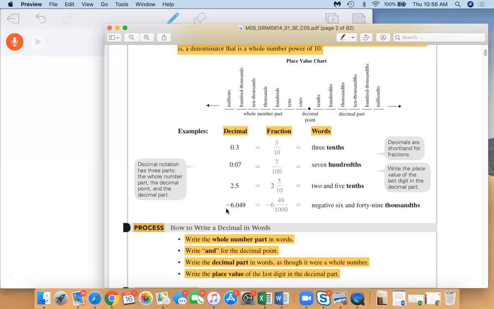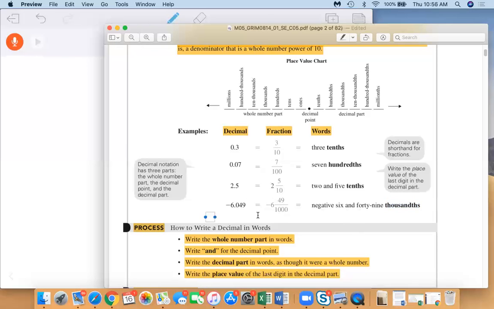Here we have negative 6.049. Notice that here we go to the last place. This is tenths, hundredths, thousandths. And notice that thousand is our denominator. And thousandths is what we put here. And again, up here, our last decimal place was the hundredths. So you do it based on where the last number is after the decimal. So here we have negative 6 and 49 thousandths, 49 over 1,000.